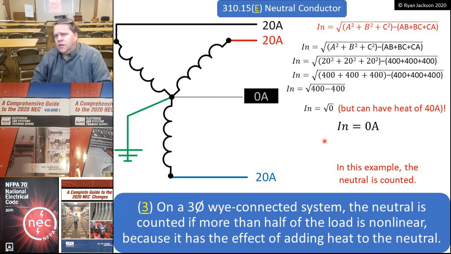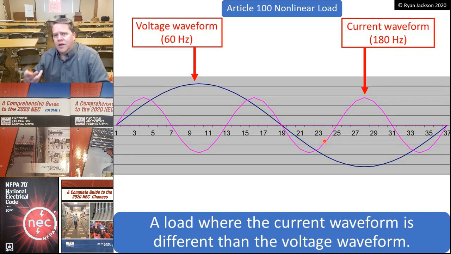Now, what is a nonlinear load? We need to know what that is if we're going to figure out how to deal with it. The definition doesn't help that much for most people. The nonlinear load is a load where the current waveform is different than the voltage waveform. Here we have in blue a nice sinusoidal, predictable voltage waveform, 60 hertz, just like we draw it out in school. The current waveform, however, is a bit funky, and you'll notice that it has 3 zero crossings instead of what we have for the voltage.